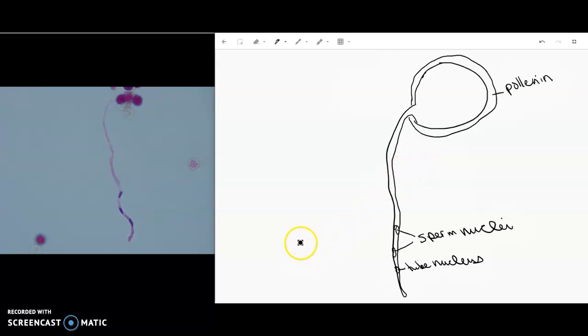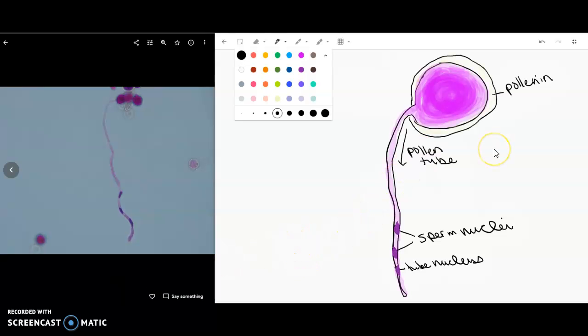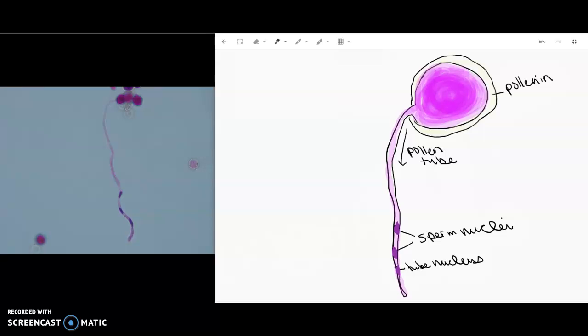So I'll add some color and then we'll put on the ploidy. Alright, so the pollen does not have a ploidy level because there's no nucleus there. The pollen tube includes the tube nucleus, which is haploid, and then both sperm nuclei are also haploid.